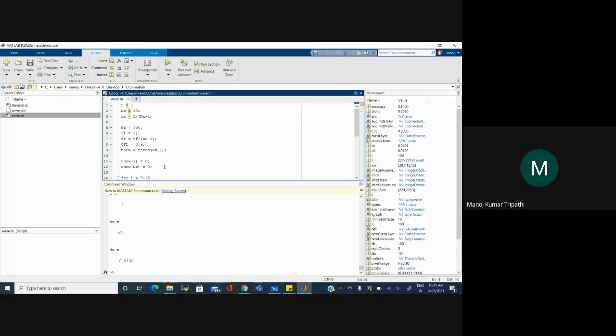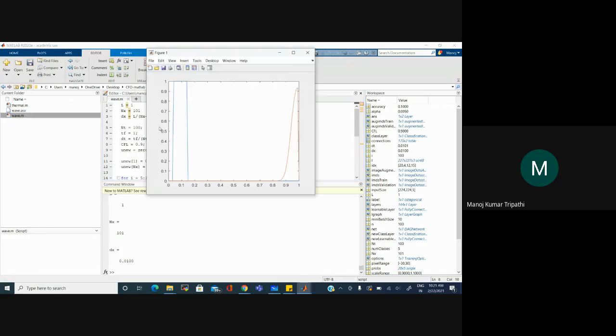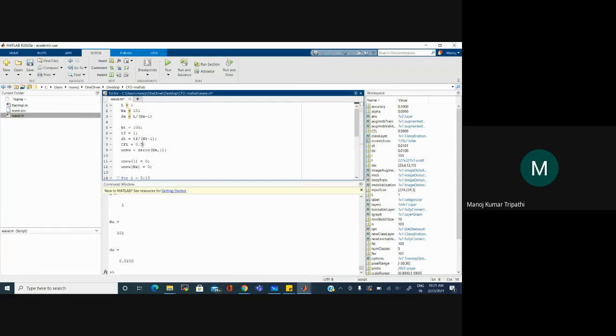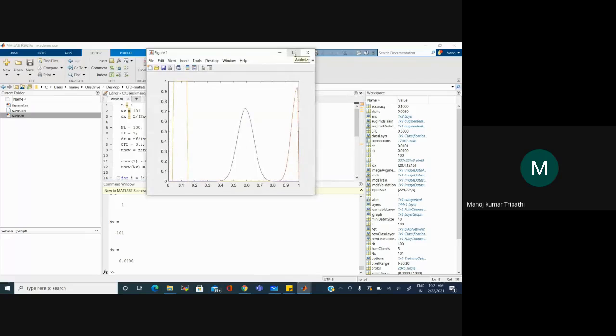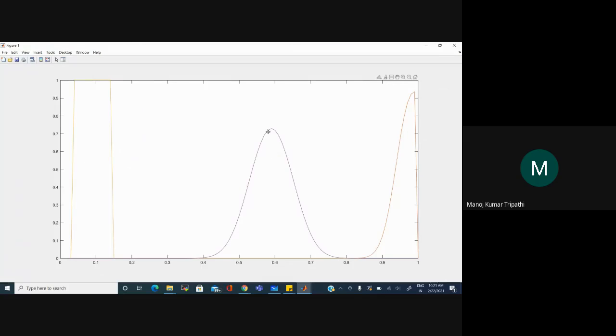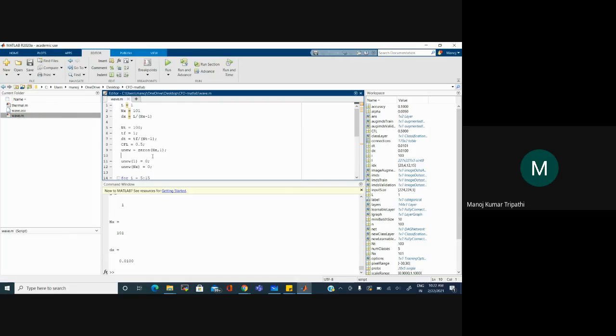Now let us plot this for CFL 0.5 as well. So let us plot for both 0.9 and 0.5. And this is a first order wave equation, so there is no reflection from the walls. This wave can only travel in one direction. If you want reflection from the wall and wave traveling in both directions, positive and negative, you should have a second order wave equation. Right.